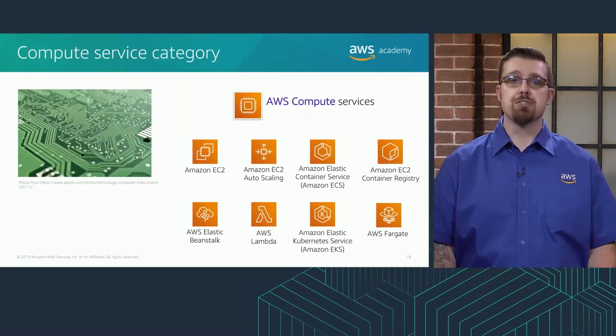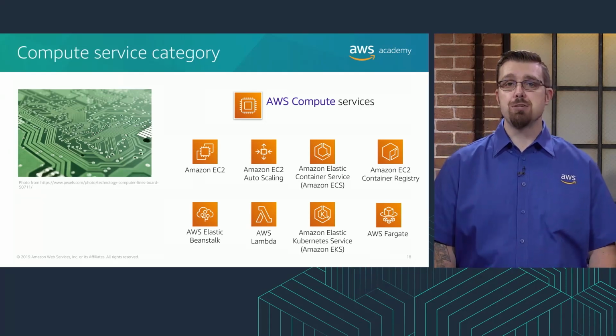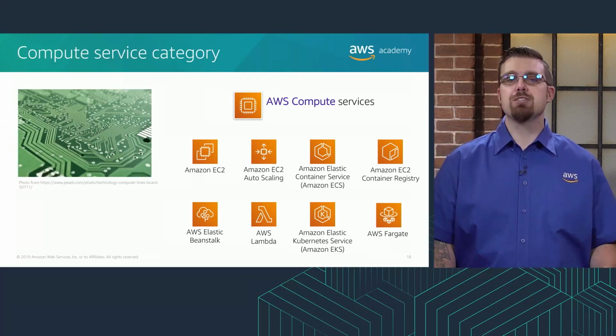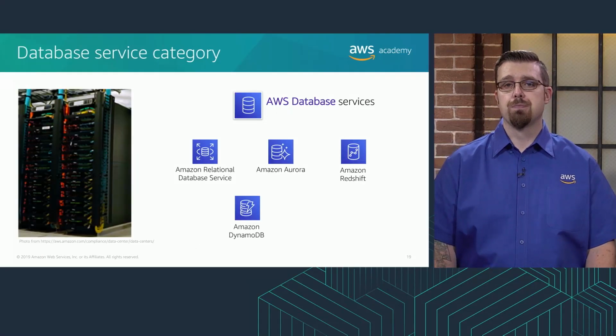Amazon Elastic Kubernetes Service, Amazon EKS, makes it easy to deploy, manage, and scale containerized applications that use Kubernetes on AWS. Finally, we have AWS Fargate, a compute engine for Amazon ECS that allows you to run containers without having to manage servers or clusters.